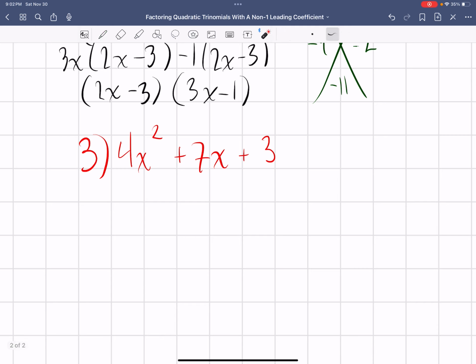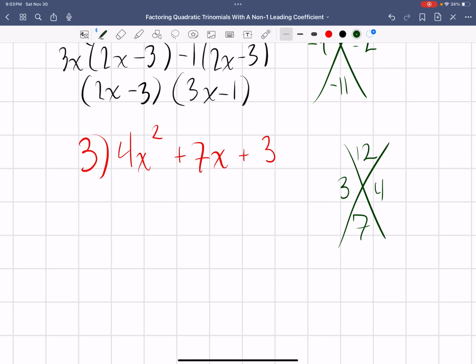So we have another quadratic trinomial with a non-1 leading coefficient. It's 4. So to factor, we'll just make our little x. On the top, we do a times c. That's 4 times 3, which is 12. And on the bottom, we just put b. That's 7. So let's see, two numbers that multiply to the top, add to the bottom. Well, let's see, not 6 and 2, but 3 and 4 work for us.